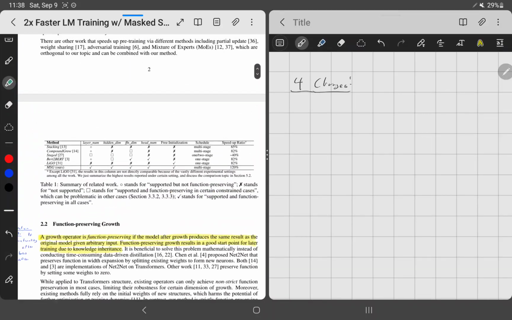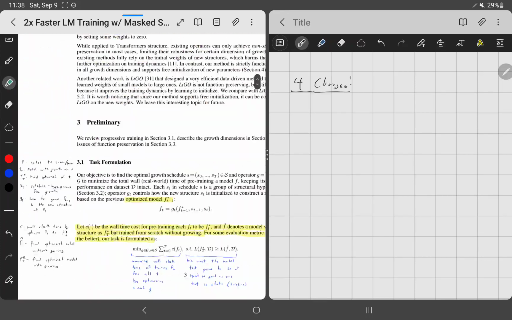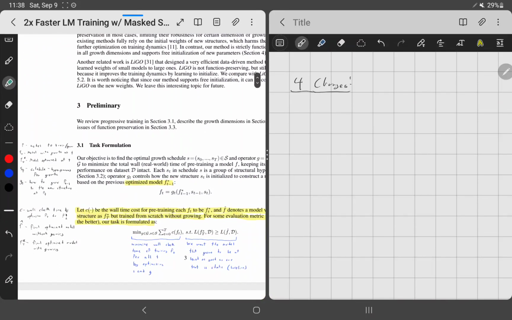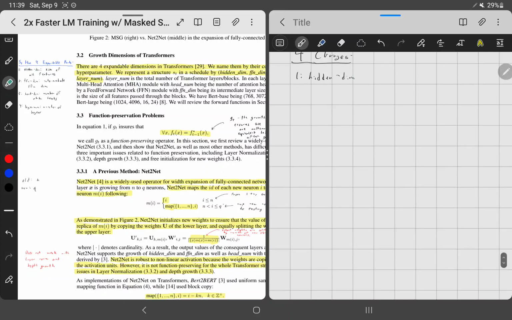Let me find them. Right, right here. So they want to change, 1, the hidden dim. That would be the size of your input dimension, whatever your vectors are. If this was A, B, C, you want to change the size of the hidden dimension, or of this dimension here. It's just your feature dimension size.